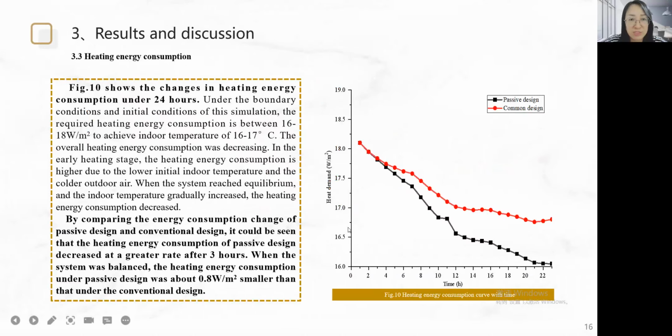Figure 10 shows the changes in heating energy consumption under 24 hours. By comparing the energy consumption change of passive design and conventional design, it could be seen that the heating energy consumption of passive design decreased at a greater rate after 3 hours. When the system was balanced, the heating energy consumption in the passive design was about 0.8 smaller than that under the conventional design.